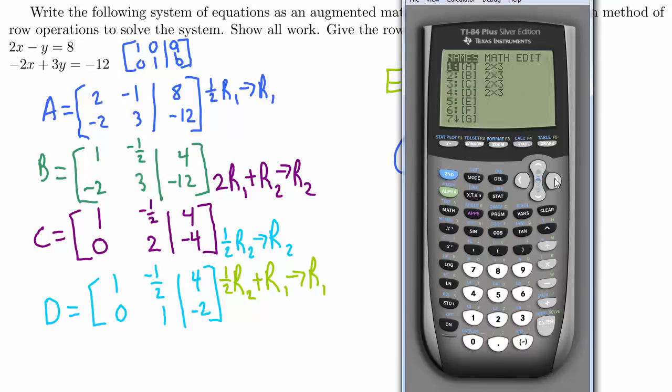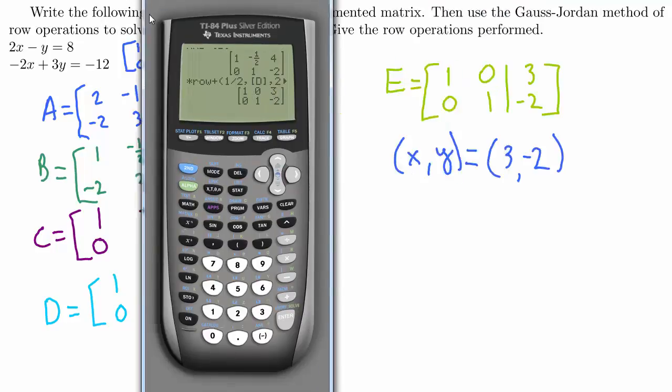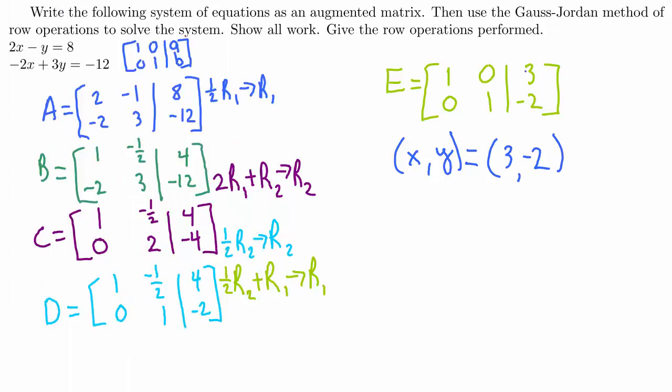Go back into matrix math. Star row plus this time. 1/2, 2, and 1 is what we're going to type in. So 1/2, matrix D, 2, 1. Enter. And that's that final matrix. So there you go. That's how to do this by hand. That's how to do it using the calculator to check it using RREF, the reduced row echelon form. And that's how to do it the long way using this information out here.